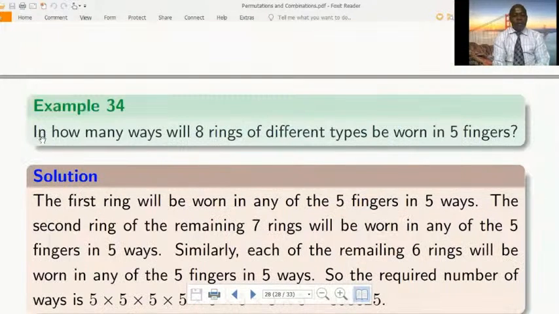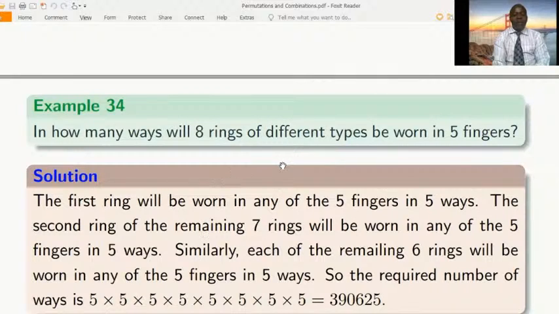In this question, we reason about rings of different types being worn on 5 fingers. You have the 5 fingers and you have 8 rings. The first ring can be worn on any of the 5 fingers, so you have 5 ways of wearing it. What about the second ring? The second ring will also have 5 ways because it can be worn on any of the 5 fingers.